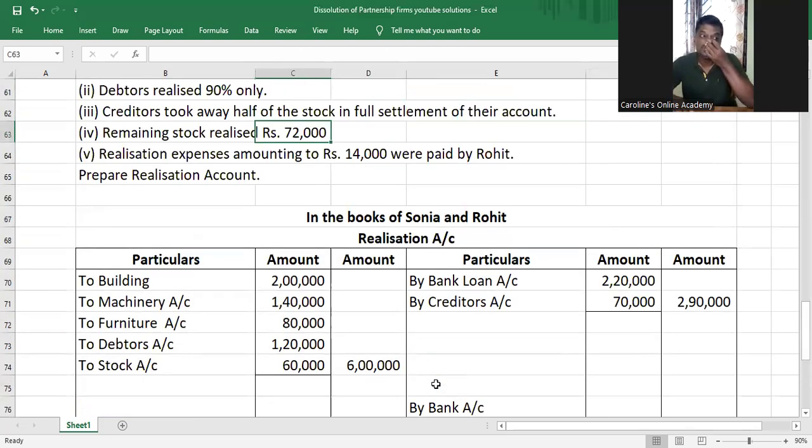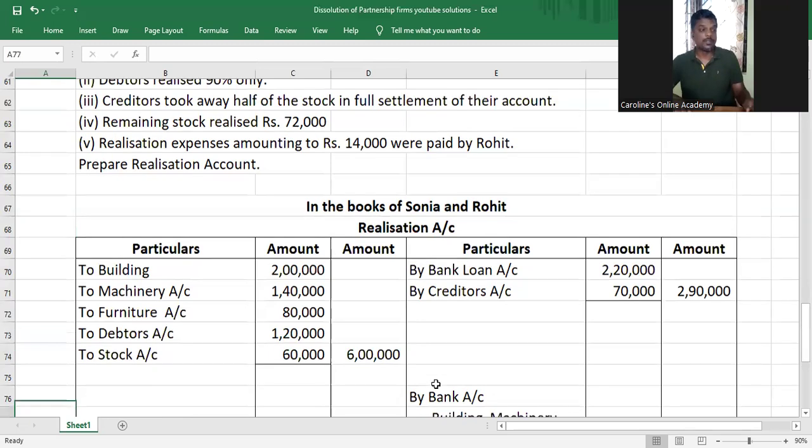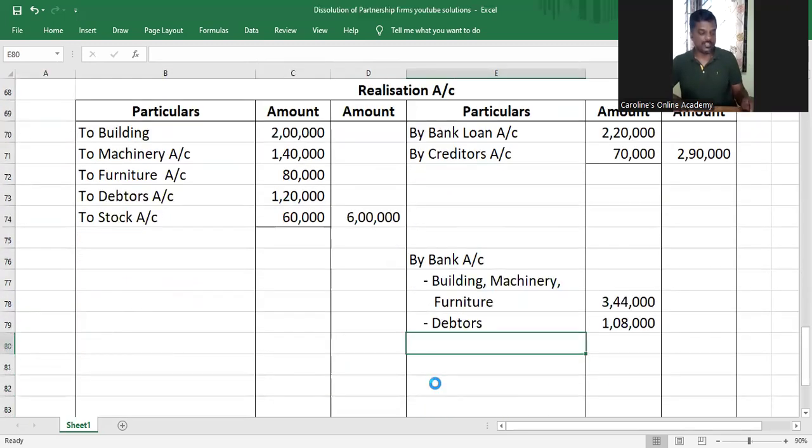And the next adjustment is remaining stock realized 72,000. Realized means they were sold for 72,000. So remaining stock, 72,000. We don't even have to calculate how much the remaining stock is. There is no need for us to do it. We are only bothered about the realized value. Understood? After we have transferred the assets and liabilities at book value to the realization account, we are only bothered about the realized value.